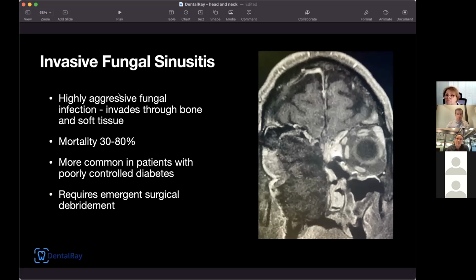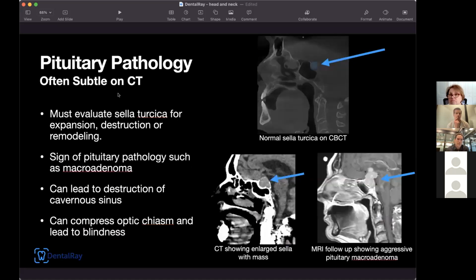So really important to be evaluating the sinuses on every scan, but looking for subtle clues: is this run-of-the-mill sinusitis, or is there a little bit of bone destruction here? Is this potentially a more aggressive thing that needs to be referred out to ENT?